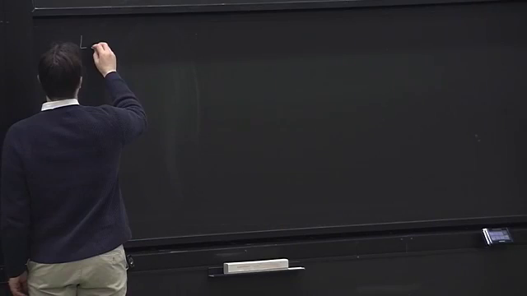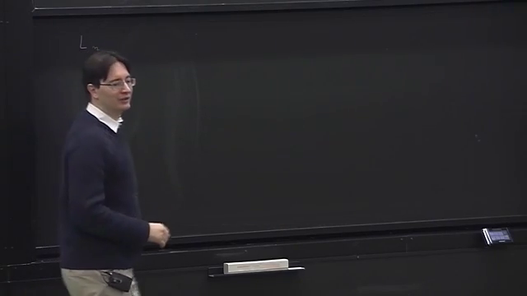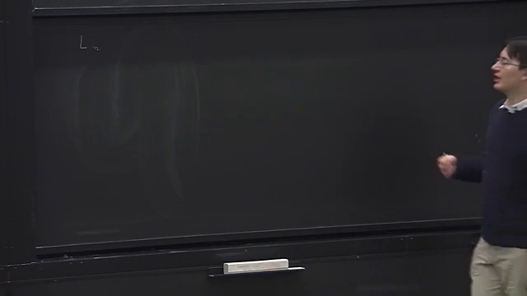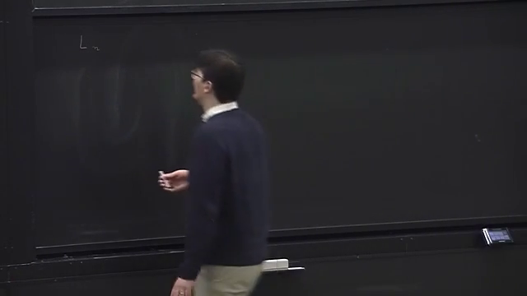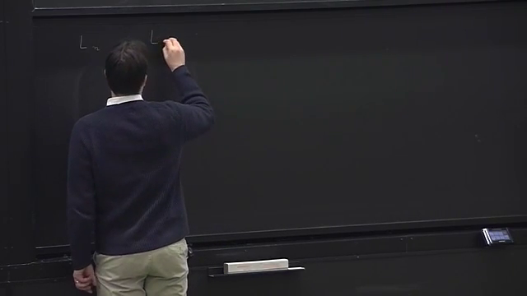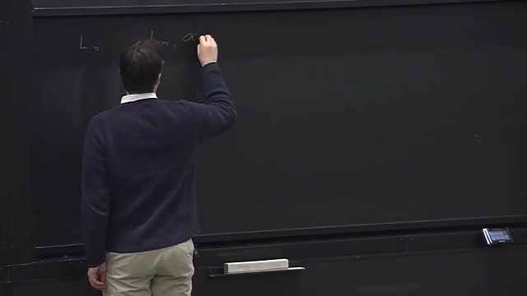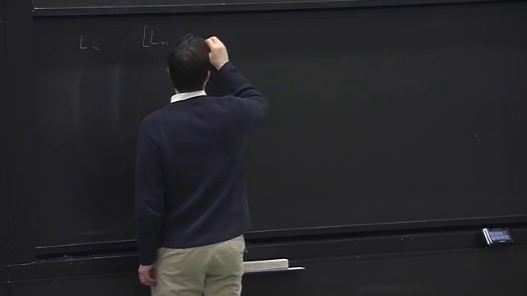Last time we also mentioned the Fourier modes of the stress tensor, which, as I mentioned, generate the Virasoro algebra. So these guys satisfy commutation relations. They look like this.